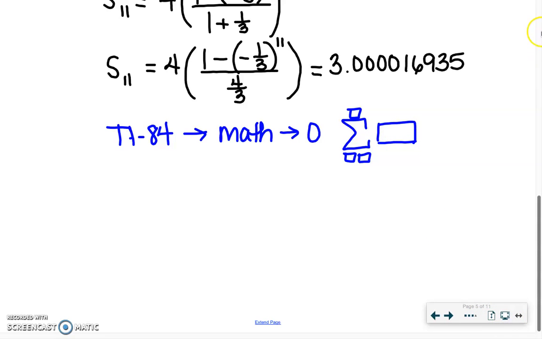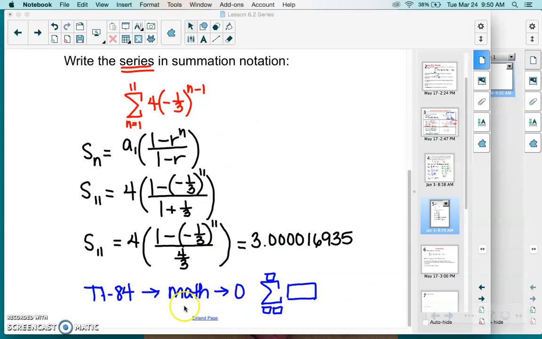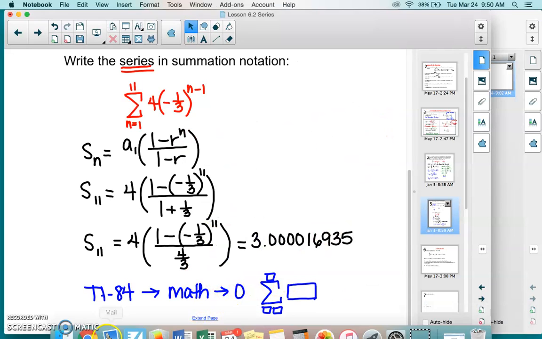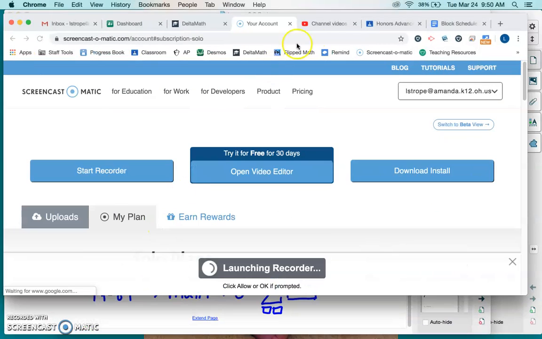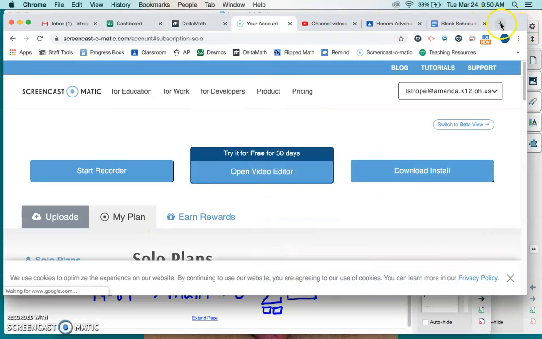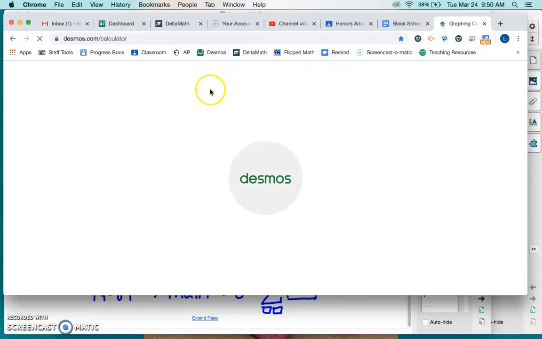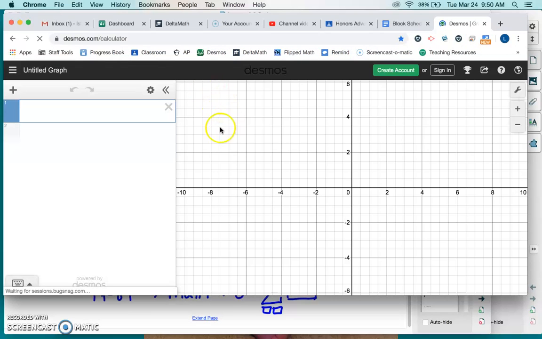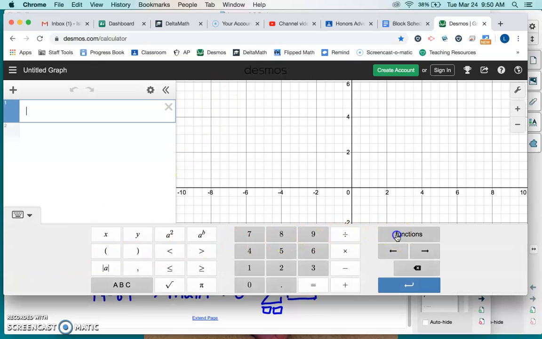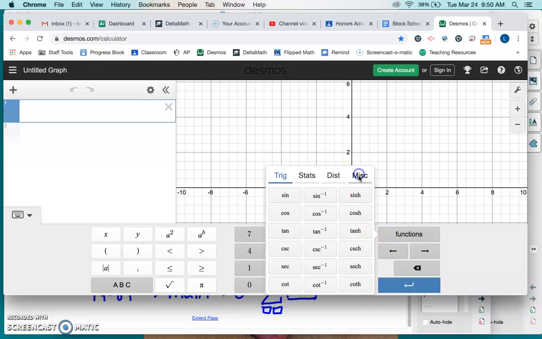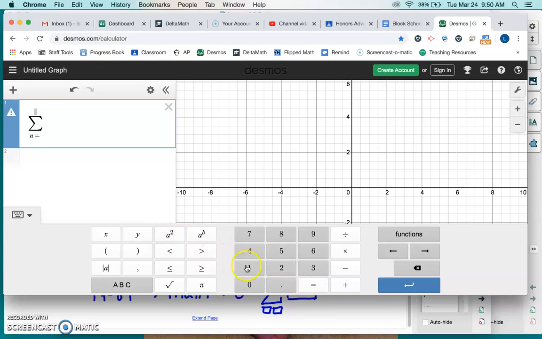I do think you can also do this on Desmos. Let me pop over to Desmos real quick and see if we can do this there. I'm fairly certain that you can. I know a lot of you don't have graphing calculators, so this may be a good option for you. So go to functions. I think it probably is under miscellaneous. Yep, there it is, summation. So I should be able to type all this in. Let's try. Start at 1, end at 11.